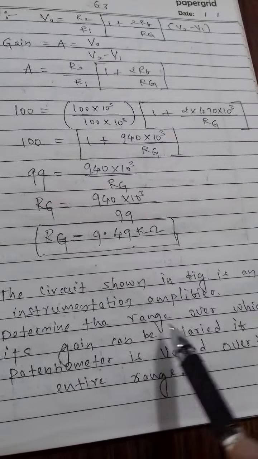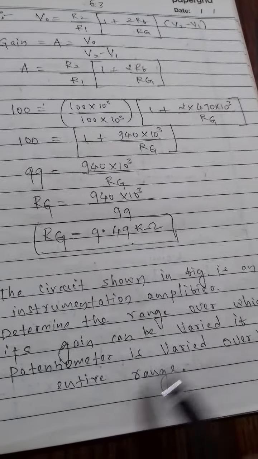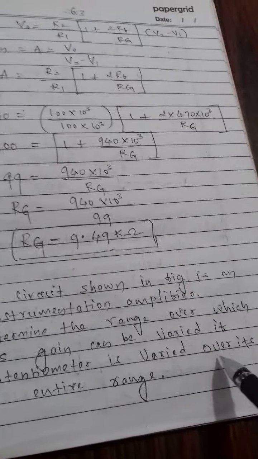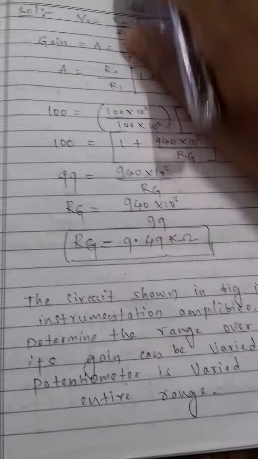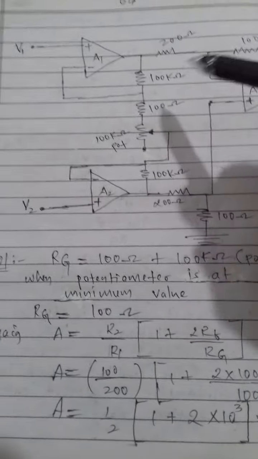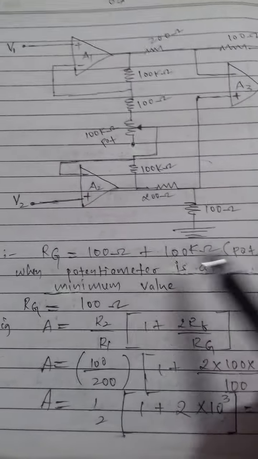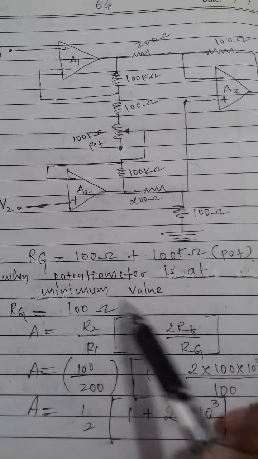The circuit shown in the figure is an instrumentation amplifier. Determine the range over which its gain can be varied if the potentiometer is varied over its entire range. Here the instrumentation amplifier is given, with op amps A1, A2 and A3. Rg is equal to 100 ohm plus a 100 kilo ohm pot, and the potentiometer is at minimum value.